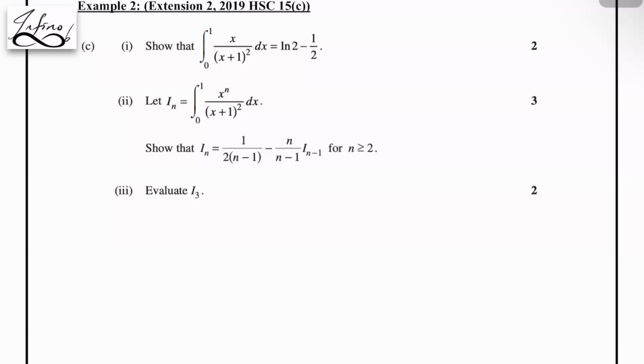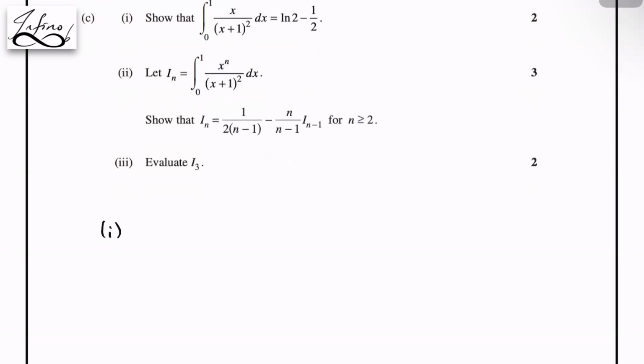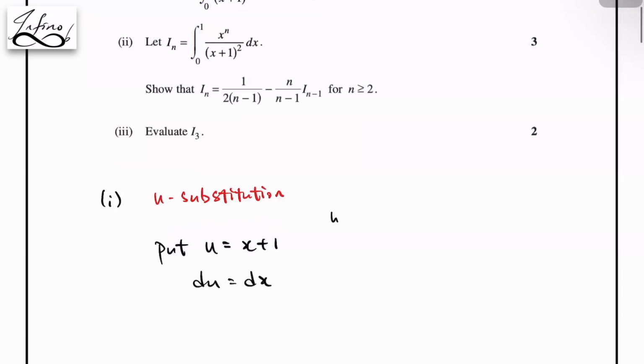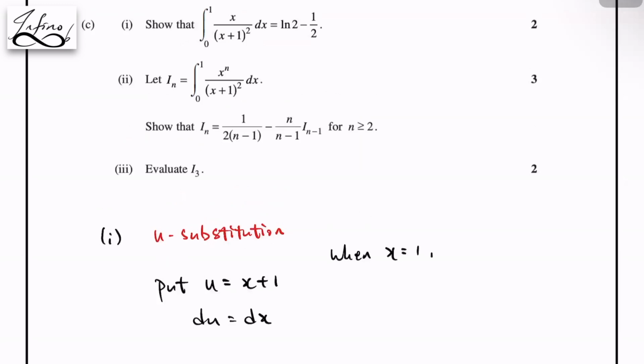I think the first part is not too difficult because we just utilize one technique, which is called U substitution. So we put u as the denominator, x plus 1, and that's why du will be dx. Therefore we can change the boundaries as well. When x is 1, then u is 2. When x is 0, u will be 1.